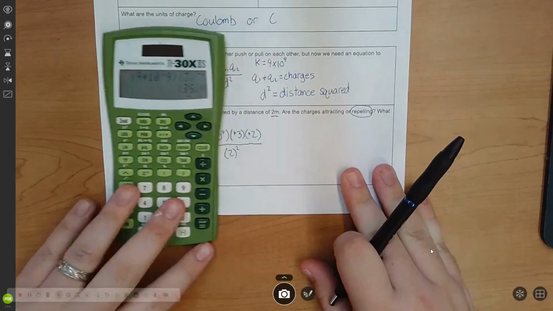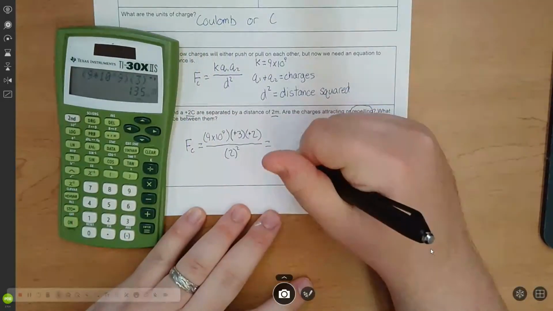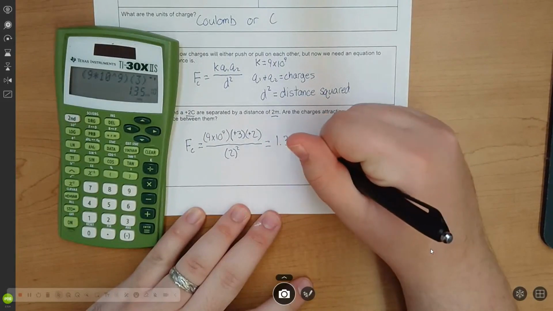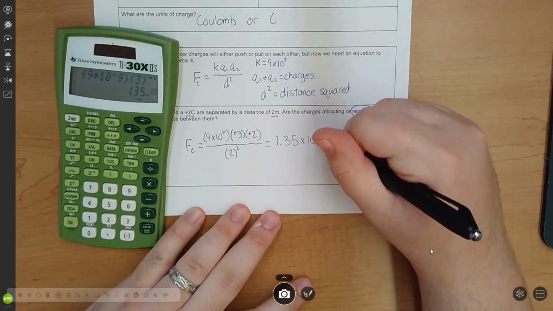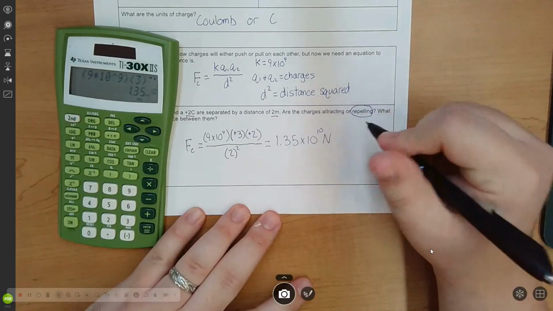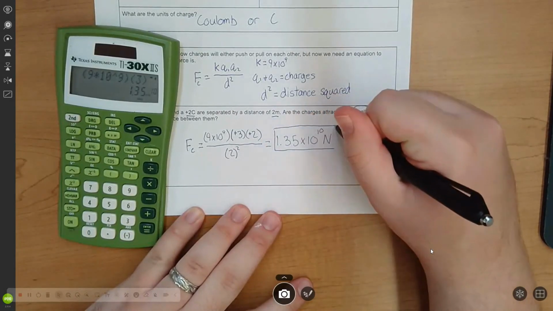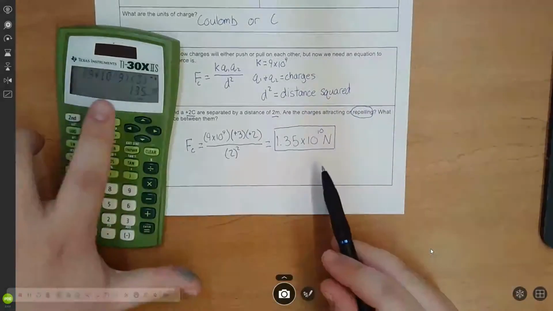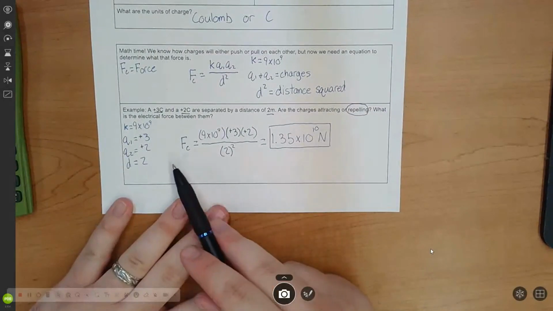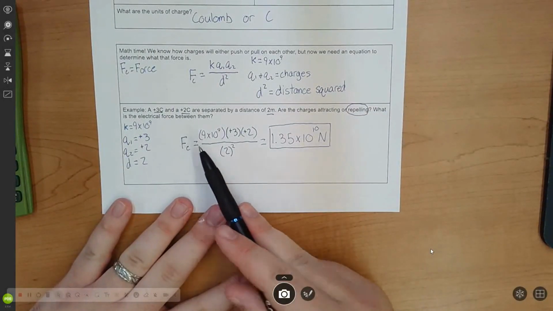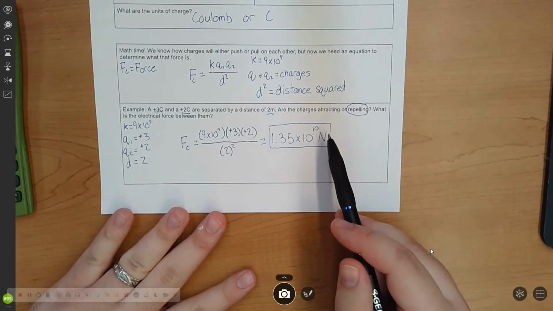So this problem, when we write it out, is going to give us 1.35 times 10 to the power of 10 newtons. And I'm going to box that up because that is our final answer. And notice I added newtons as our units because this is a force. So remember, whenever we calculate force, our units are newtons.